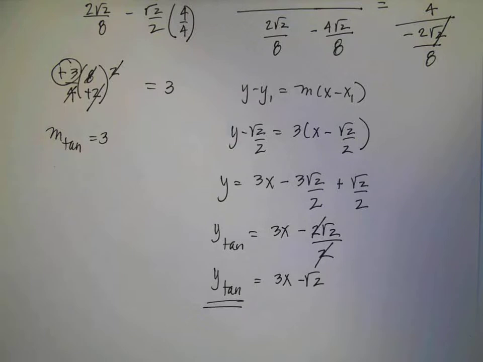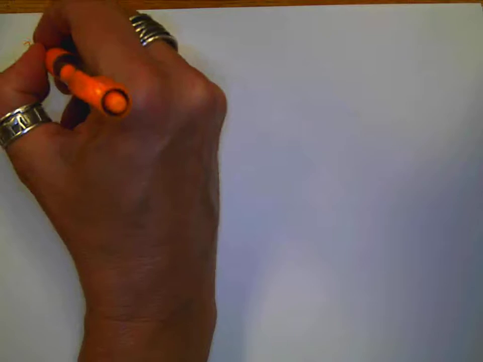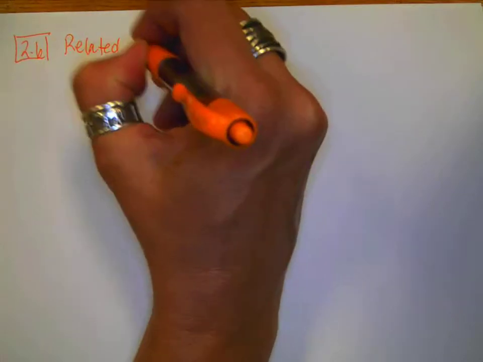Whew! And you can't see it, but there is the equation for the tangent line. All right, so that was exciting. Let's go do 2-6 now, and let's talk about related rates.